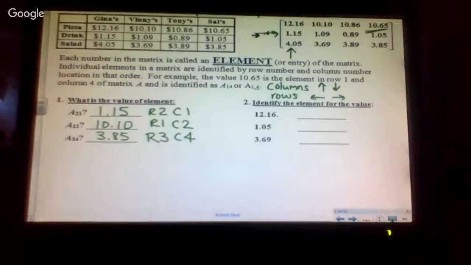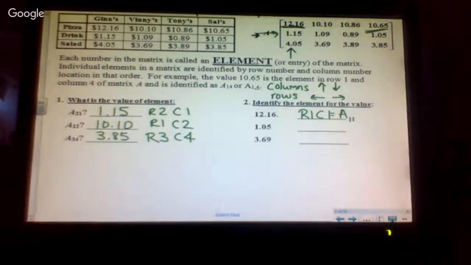Got it. Now they want us to work backwards. They're going to give us a number, and you tell them where it is in the matrix. So 12.16 is right here. That is row 1, column 1, which is A sub 1,1. What if it's A1? Row 1, and the column listed 1.